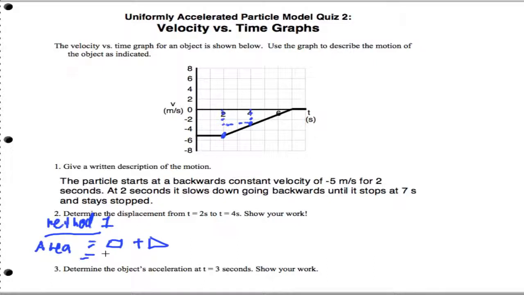And so that's going to be 2 times this depth here, which is -3, plus 1/2 times the base, which is 2, times this height, which is from -3 to -5. So that's a height of -2. And so I get a total displacement of -8 meters. That's one way to get the displacement, but it's not what I call the recommended way.